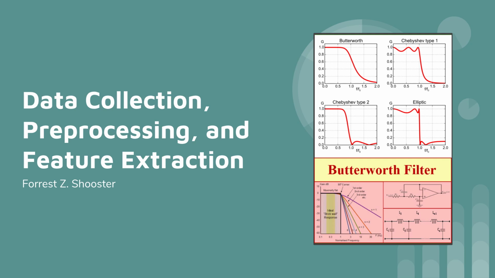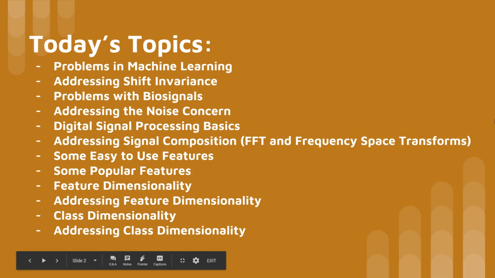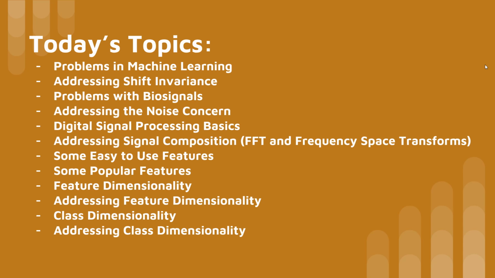So, just to get things moving along, the topics that we'll be covering today are, again, we're going to revisit the problems that exist in machine learning. We're going to address this problem of shift invariance, which basically means you want your algorithm to work even if you shift the signal a little bit in time, forward or backward. And we're going to readdress this issue of biosignals and dig a little deeper into what this means, what kind of concerns you have to address, and how we go about resolving that using what's called preprocessing. So we're going to address noise concerns, some basics of digital signal processing.